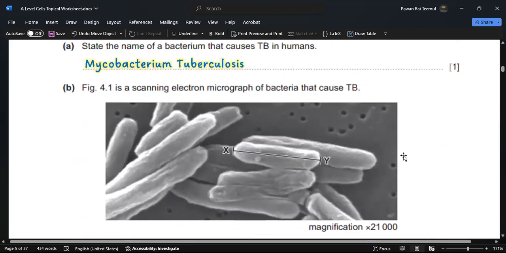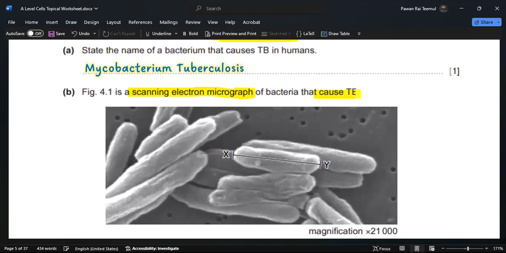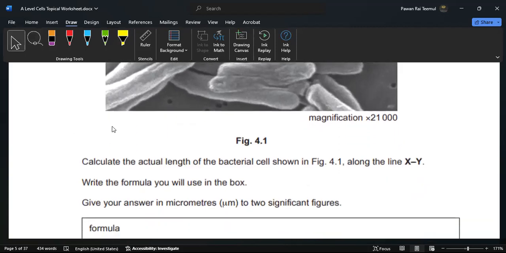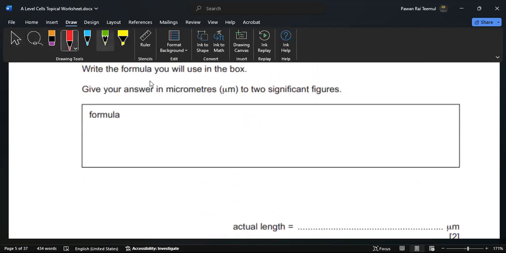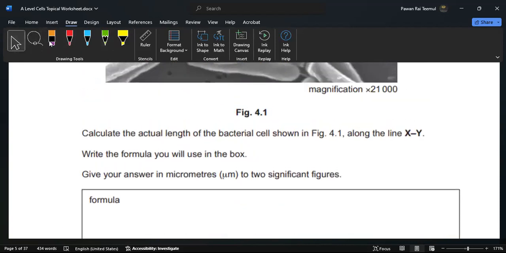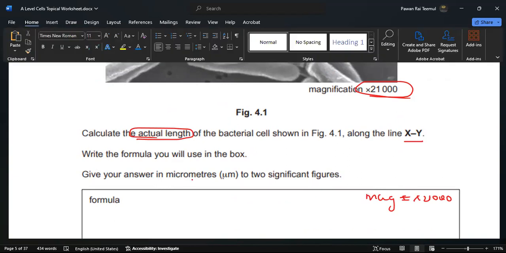All right, next. Here is a scanning electron micrograph of the bacteria that cause TB. Calculate the actual length. We are not going to be able to do this, but what would be the formula that you'd use? The question is about calculating the actual length of the bacteria. It's given the magnification here, which is multiply 21,000, and you're supposed to measure the distance XY and give your answer in micrometers.